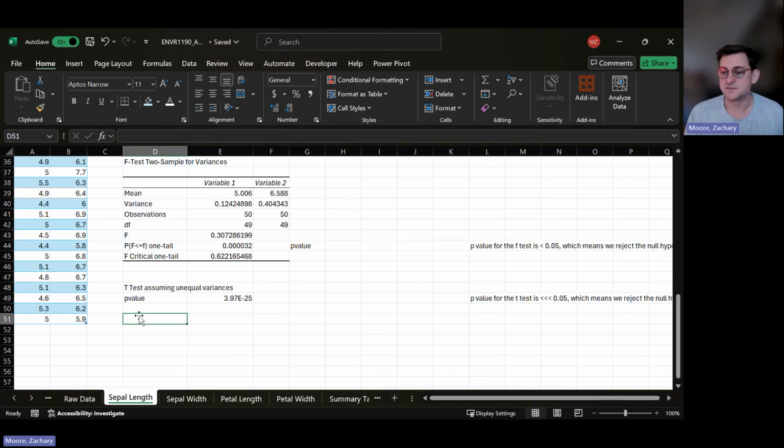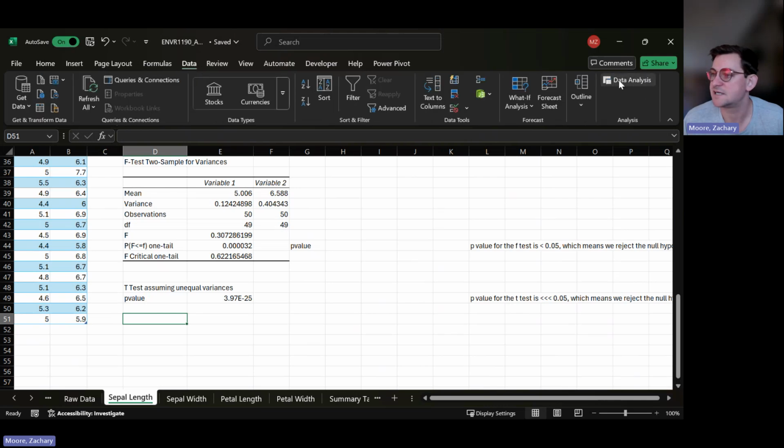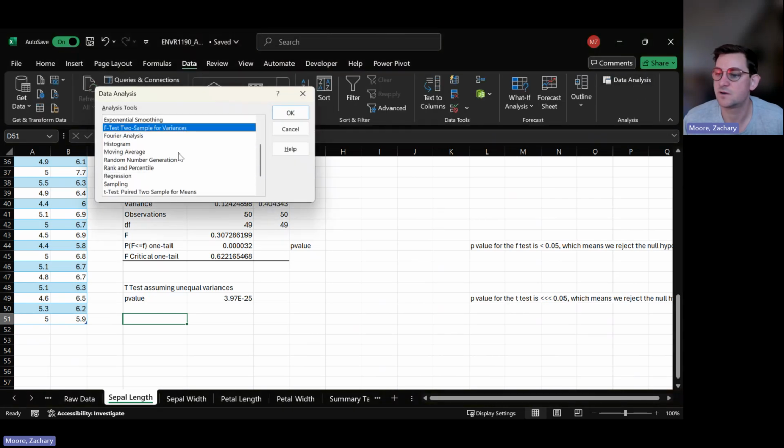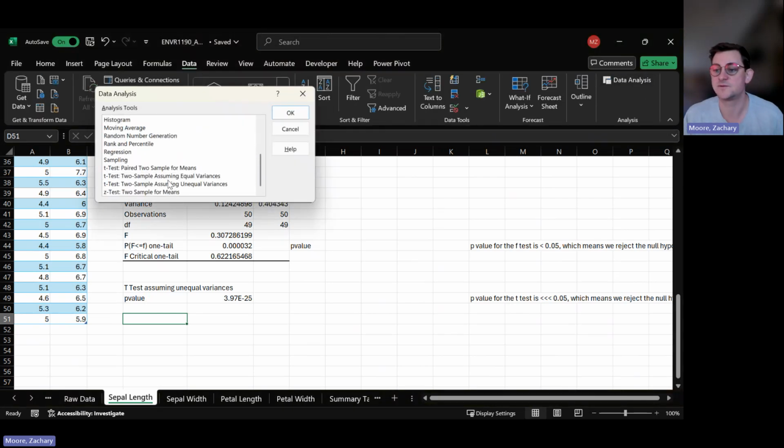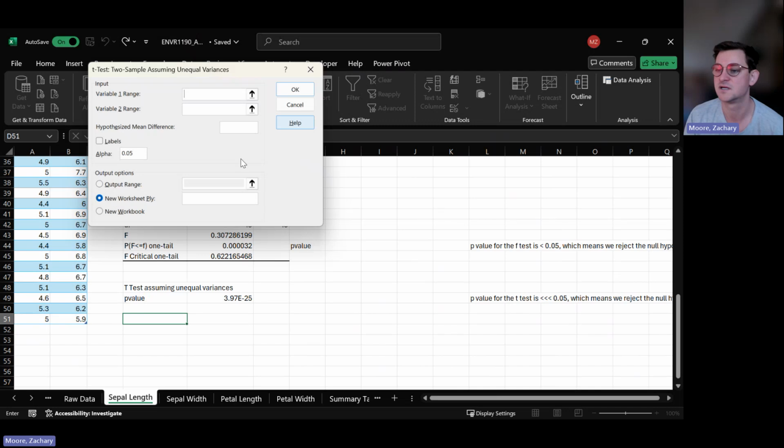Now, we can also do this using the Data Analysis Toolpak. So we can go over to Data Analysis, and go down here, and you see that we have 3 t-test options. Do we want to do paired? No, they're independent of one another. Do we want to do equal variances? No, we know that the variances are unequal, so we pick the unequal variances.